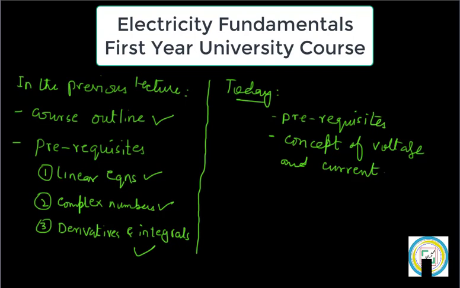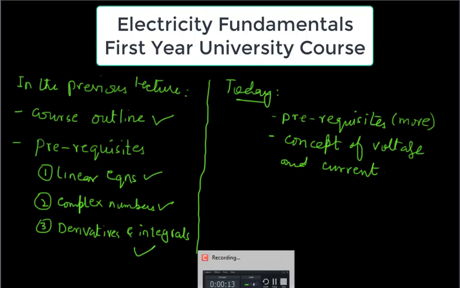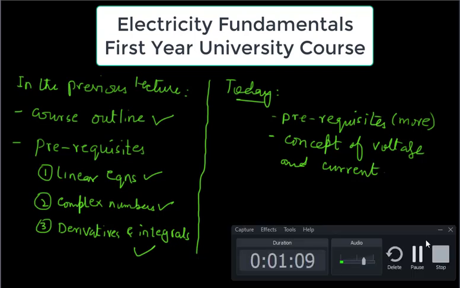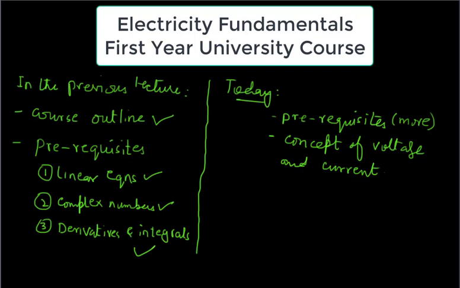Today we are going to do more prerequisites. There are two more prerequisites I would like to discuss. And then we are going to talk about the concept of voltage and current. Now, since this course is about electrical engineering, we don't like to limit ourselves just to these prerequisites. We would like to actually start working on actual circuit concepts, but we must understand that these prerequisites are very important in order to revise the concepts of electricity and magnetism that you have understood in intermediate.